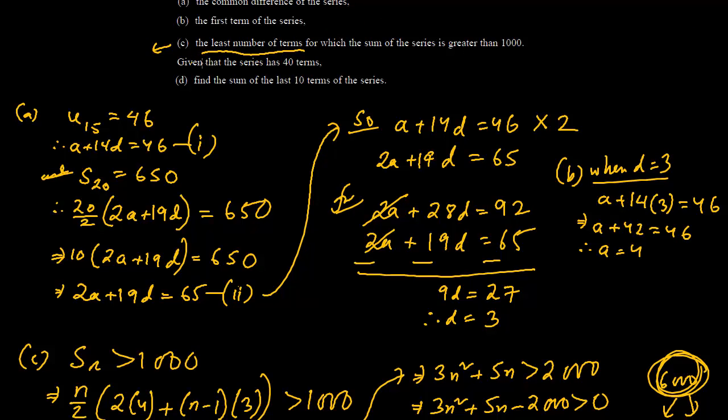The next one that we have is, given that the series has 40 terms, given that n equals 40, find the sum of the last 10 terms of the series. So if the series has altogether 40 terms, remember we can only find the sum of the first n terms. So if you have the sum of the first 40 terms, S40, and then subtract the sum of the first 30 terms, whatever is left over would be the sum of the last 10 terms. So that's how this particular sum would be done.